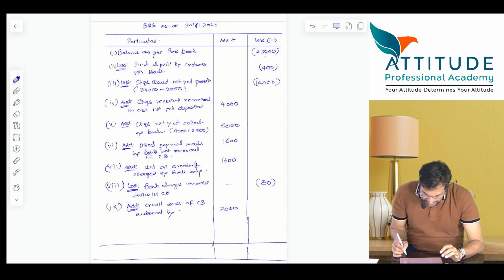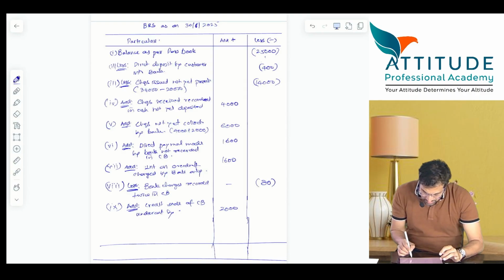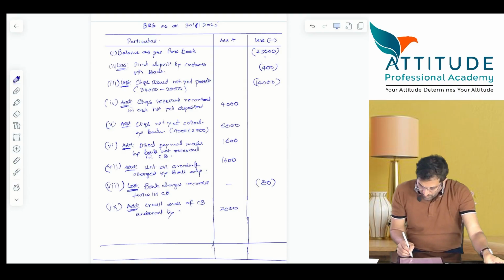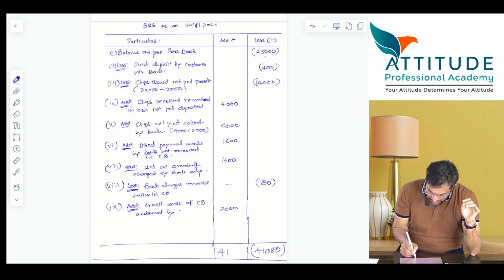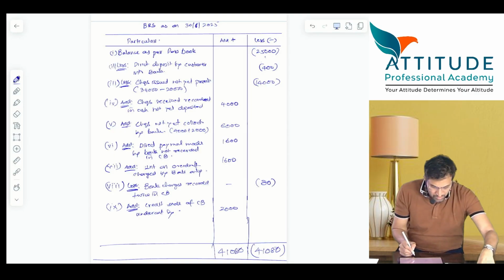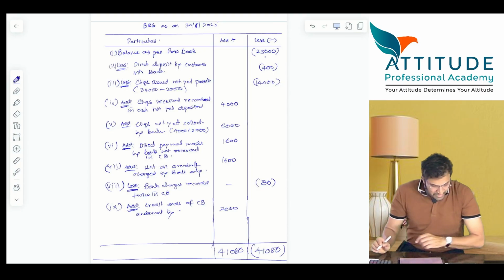Minus side is more or plus side is more? Minus side is more by how much? What is the total of the minus side? 41,000? Here also 41. One second. 39,480.